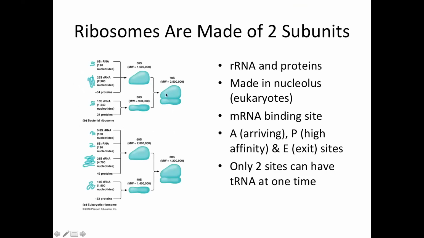Ribosomes also have a spot for mRNA to bind, and then they've got 3 sites in them, an arriving site, a P site, which has a very high affinity for transfer RNAs, which is always going to be filled.